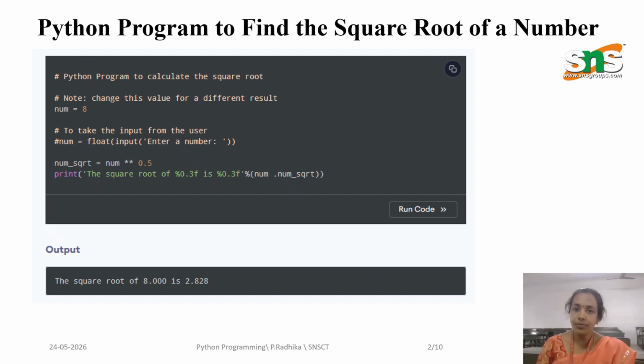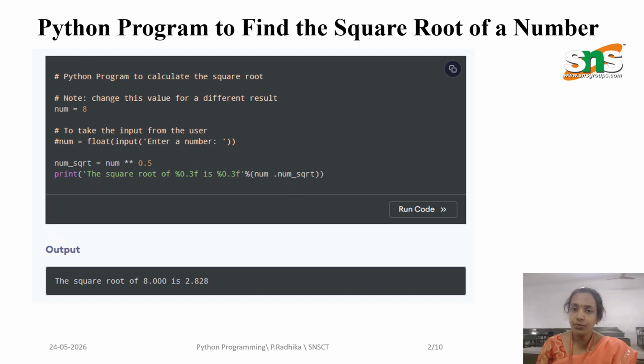So next, if I want the user to submit the value of the number, then in that case also I can give num is equal to float input, enter a number. So input is an input. That input can be an integer or it can be a float. Integer means it's the whole number, positive integer or negative integer. But float means it is the decimal value according to Python program.